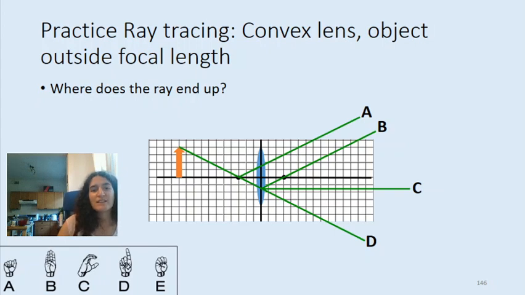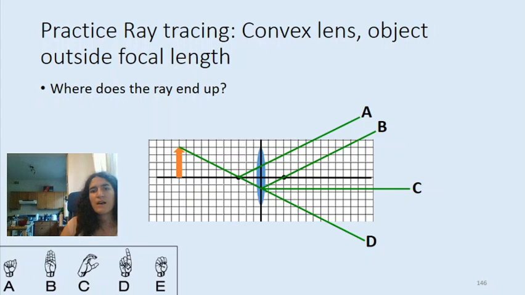Okay, so now this is fun. We're going to practice what happens to light rays when they go through a lens, right? So we're going to practice the rules and use it to identify images. Okay, so we can go through this relatively fast, but if I'm going too fast, you could just pause between each one. Okay, so where does the light ray end up?